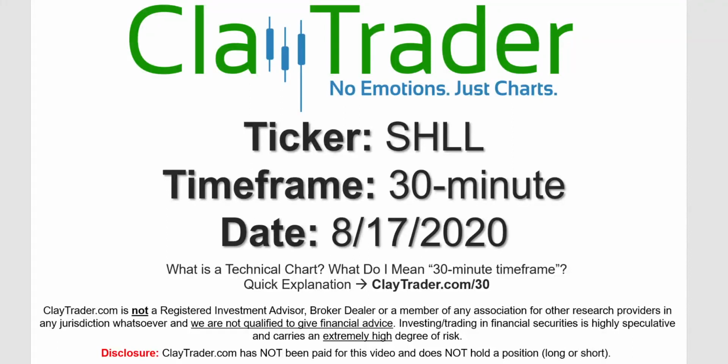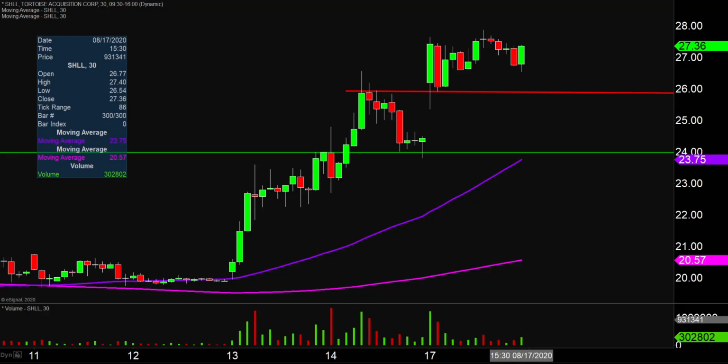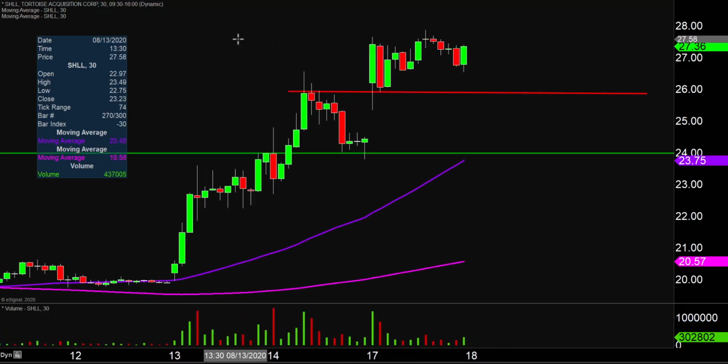We will take a look at the 30-minute time frame. If you're not sure what I mean by 30-minute, I do offer an explanation video at that link. Did this analysis last week, so that is where the red and green line annotations are coming from. And after today's price movement, definitely some updates here need to be made.